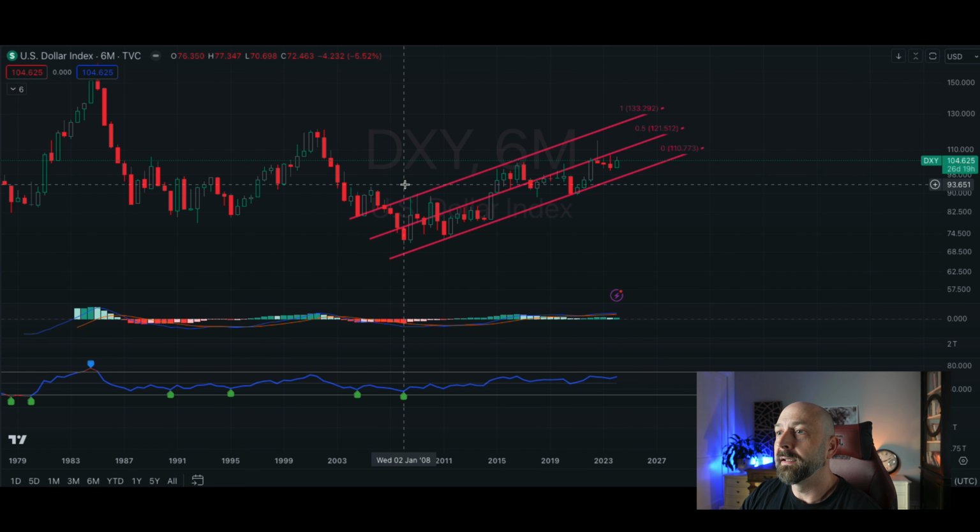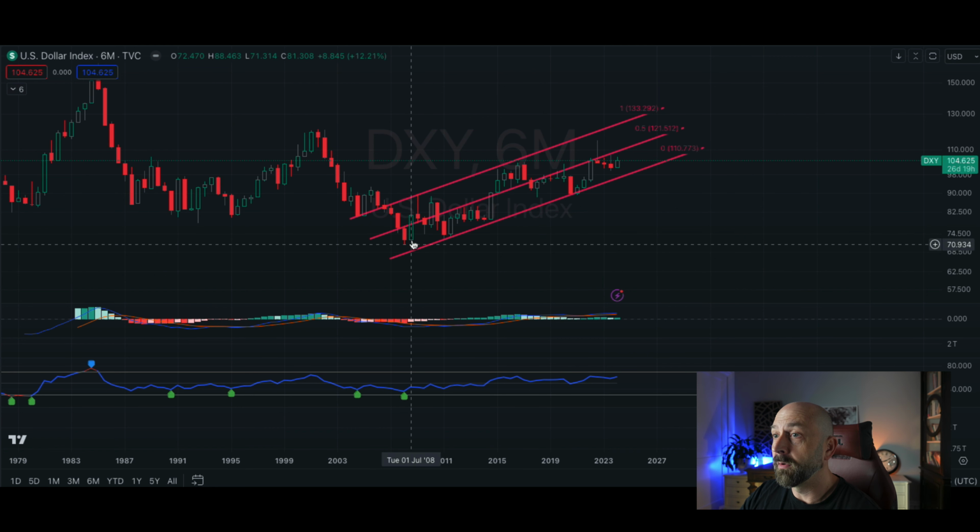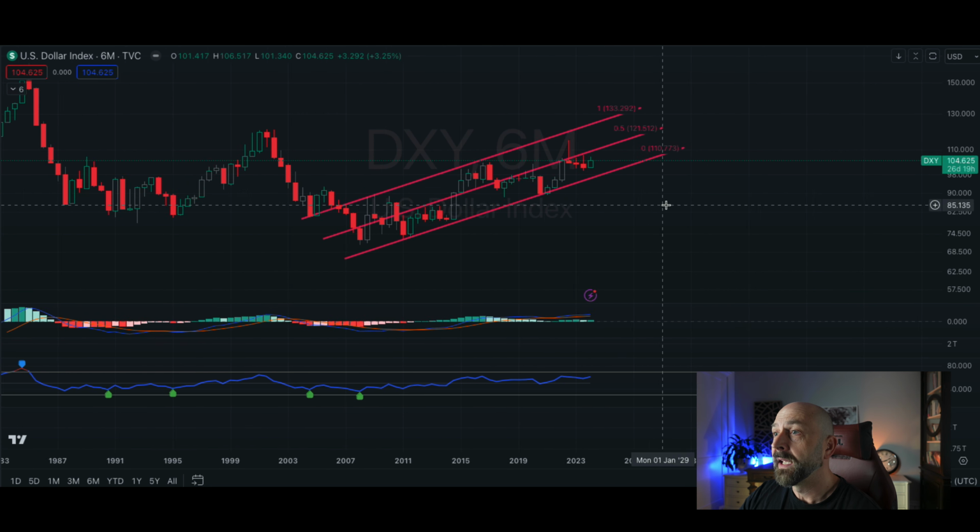We've really been, way back since 2008, in this channel. We haven't broken out of it. You can see we've had this pullback, and then we've rallied to the top of the channel. Then we've broken to the bottom. We haven't been able to make it above that mid range. And then when we break above, at some point we pull back, we retest the bottom of the channel, then we move up.